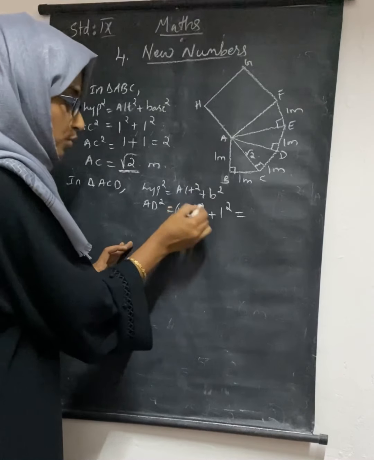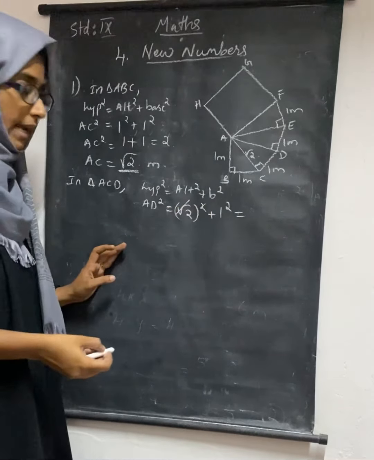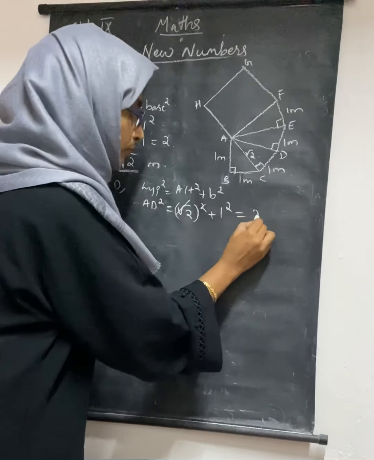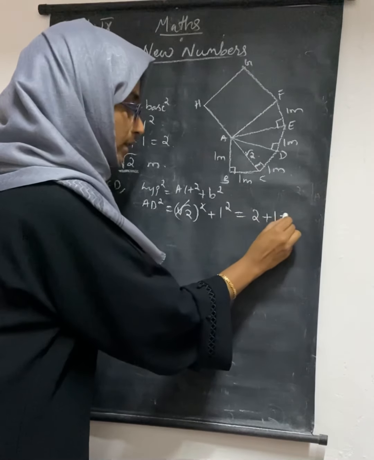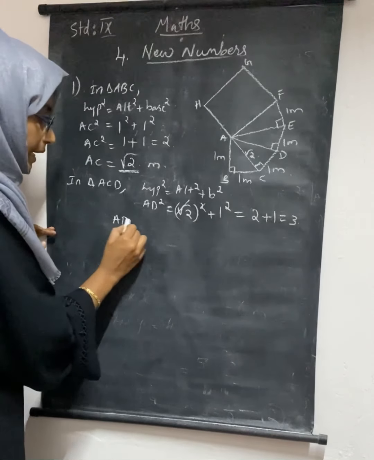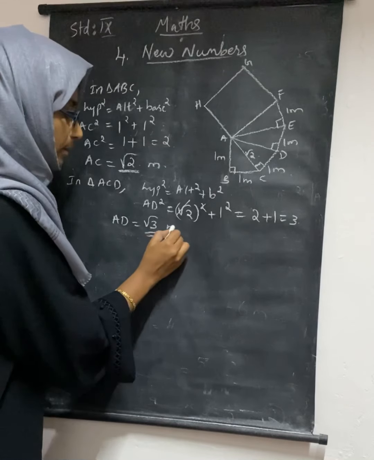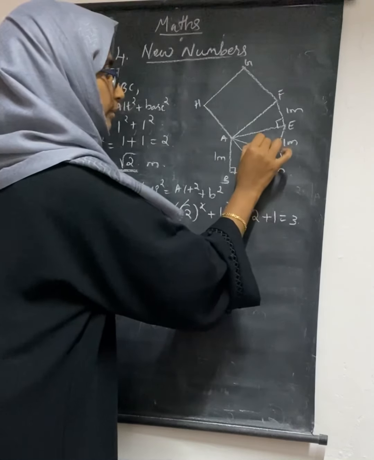This square root 2 whole square means the square root and the square can cancel. So it will be 2. 2 plus 1 square is 1, so that is 3. That is, AD square is 3. But we need AD, bringing that side as square root 3. So square root 3 meter. So I am writing square root 3.